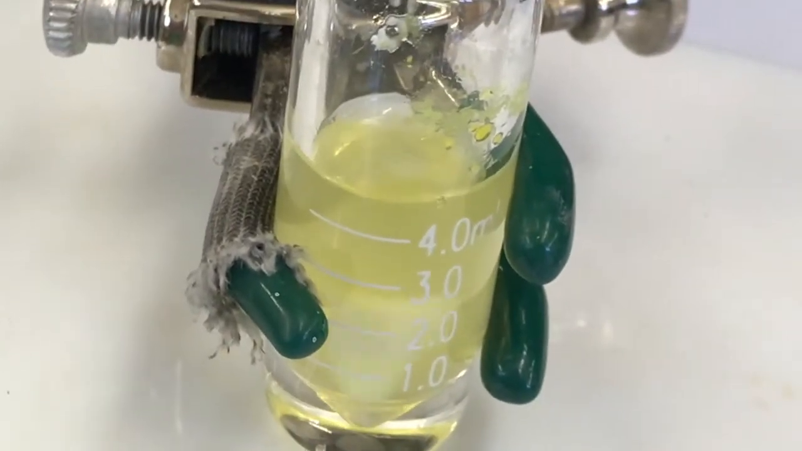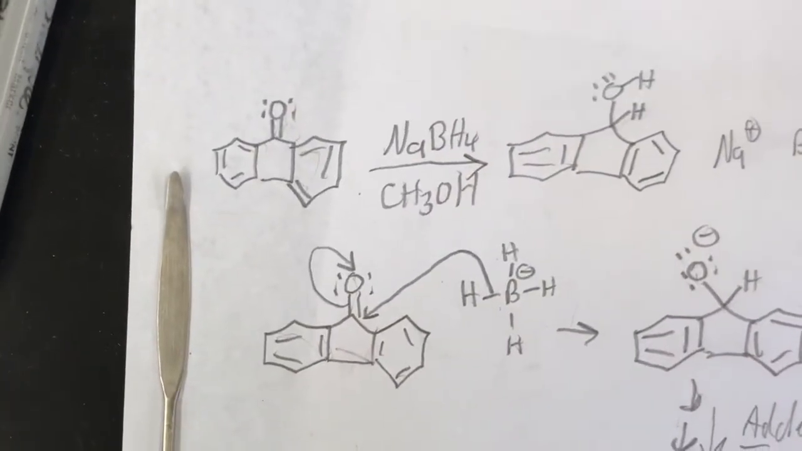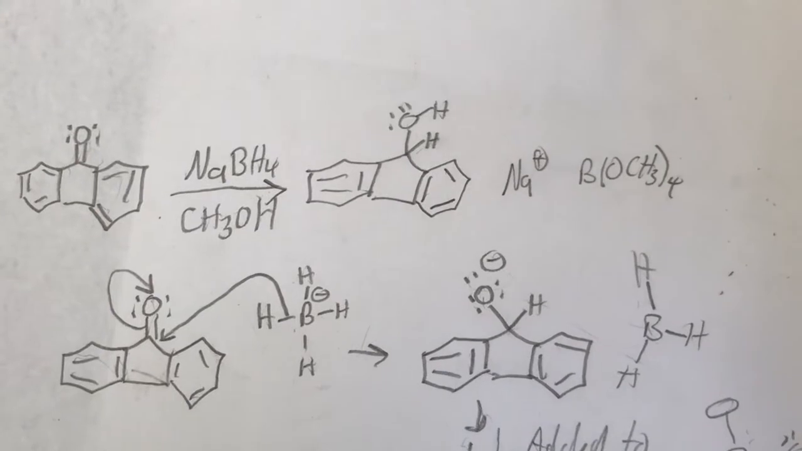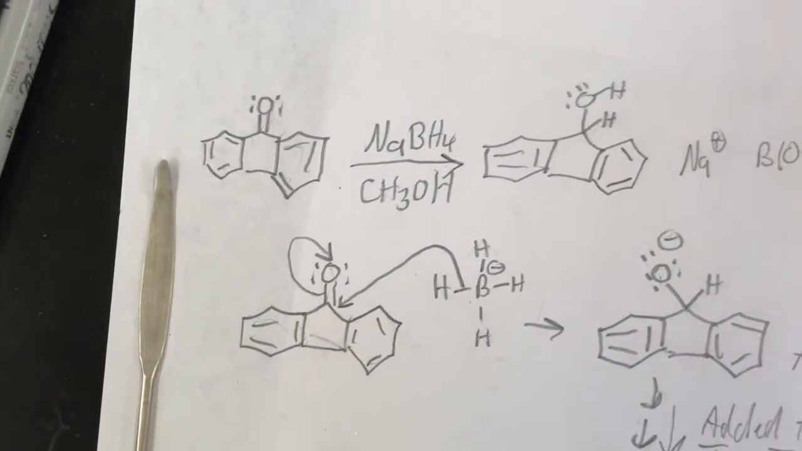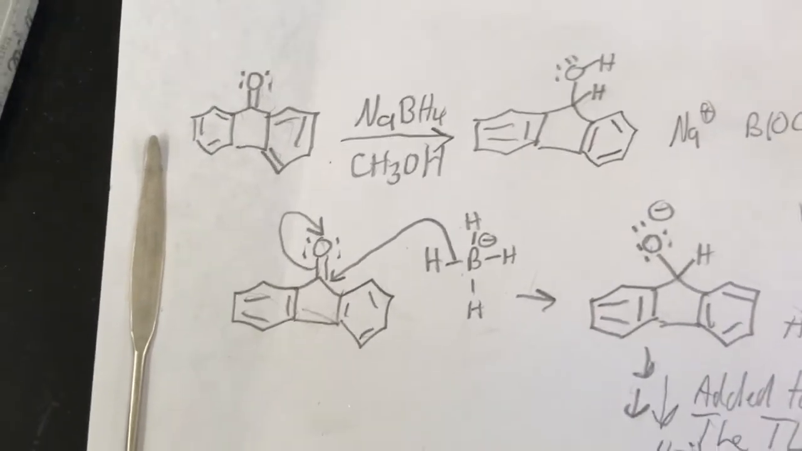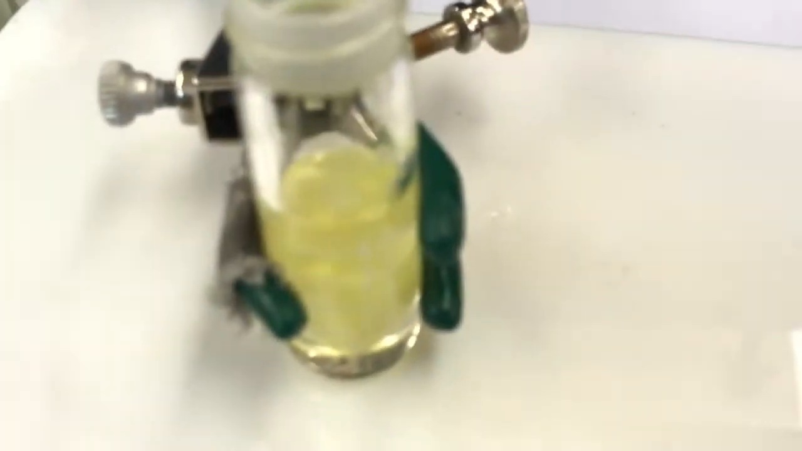So it looks like the fluorinone is yellow. And when it's reduced to fluorinol, that's a white solid. So the yellow color should go away from the solution as it reacts. So that's a good sign. And once all this fluorinone's gone, then it should be a colorless solution. So it's getting there, huh?